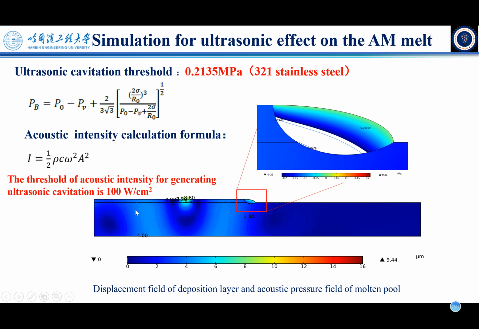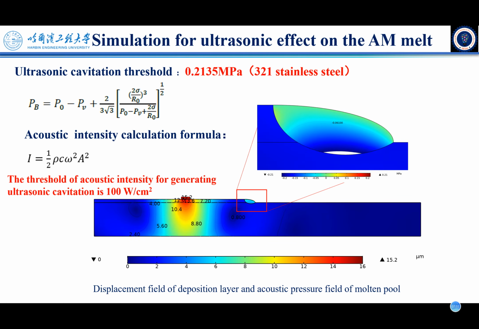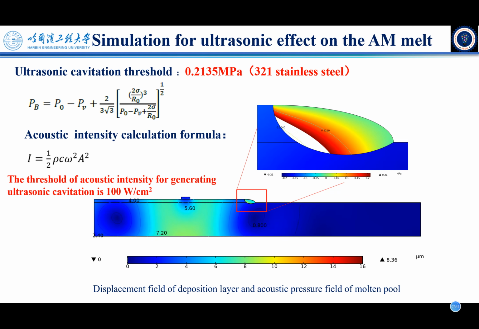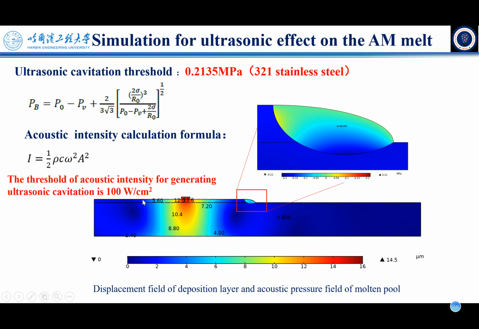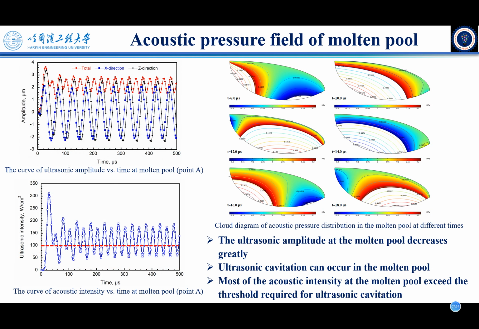In order to prove the new idea, we use the finite element method to simulate the process of the ultrasonic effect on the additive manufacture molten pool. It can be shown that the acoustic intensity can reach the ultrasonic cavitation threshold. In this way, when solidification occurs, the acoustic cavitation will affect the dendrite fragmentation. As a result, refined grains can be obtained.